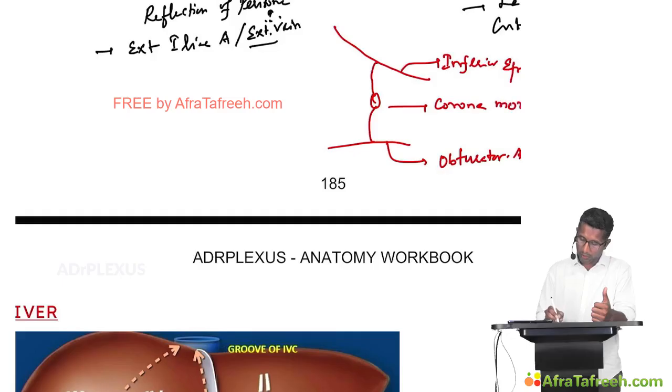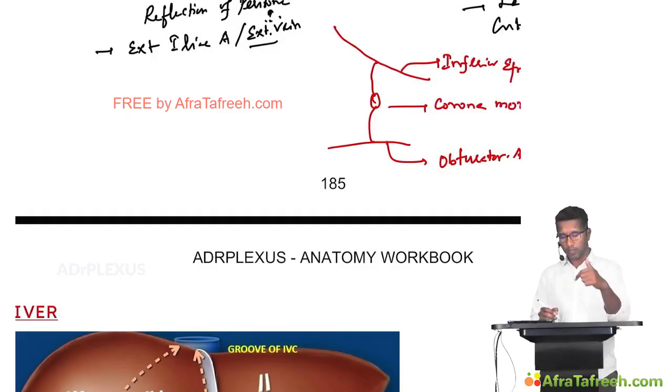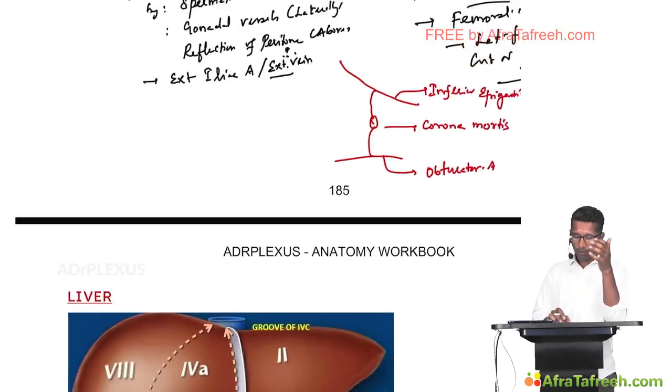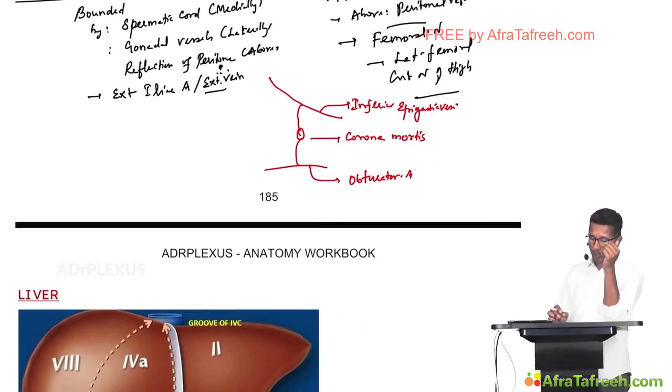It is also called the ring of death. When you put the laparoscopic port, when you work on the area, you can injure these vessels. So that is called the corona mortis. Now what happens to this anastomosis?